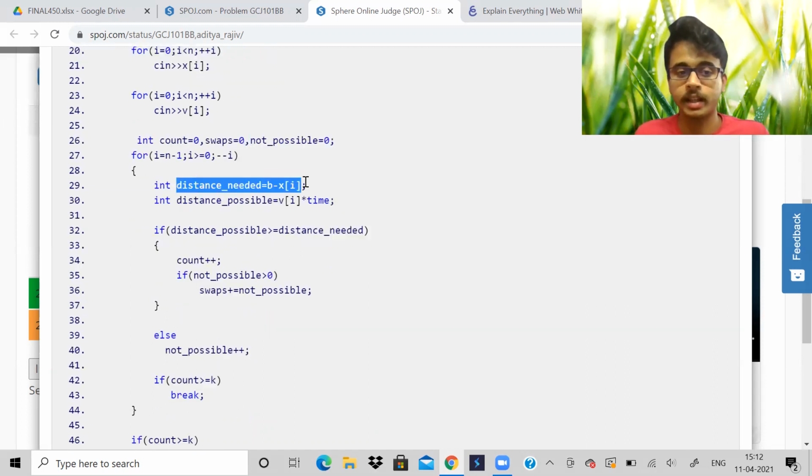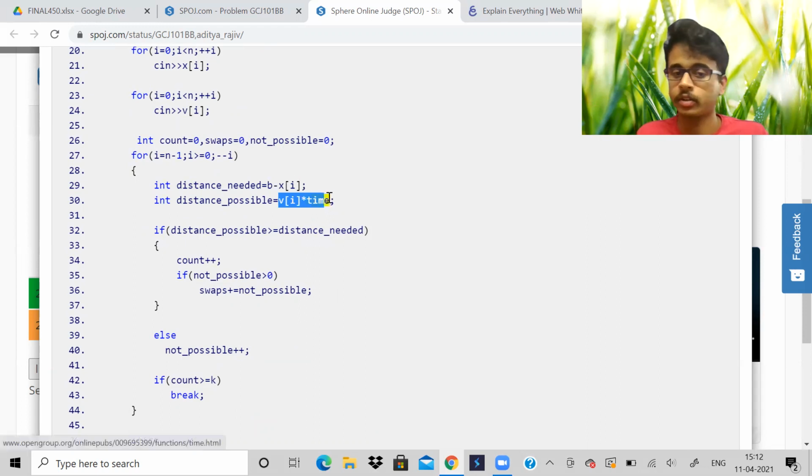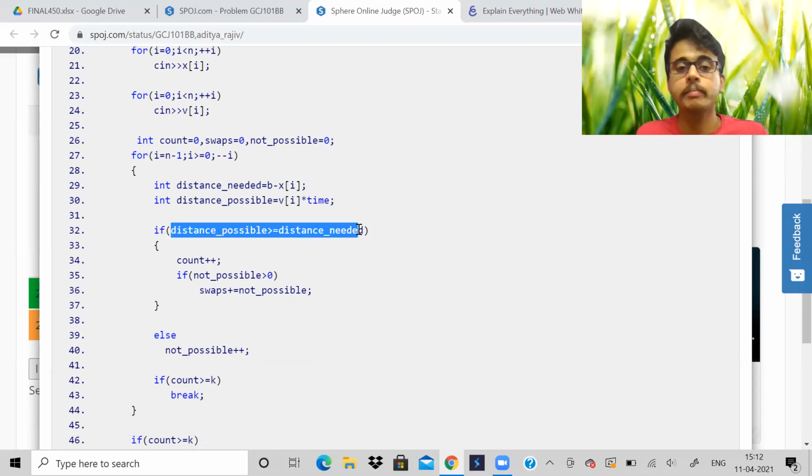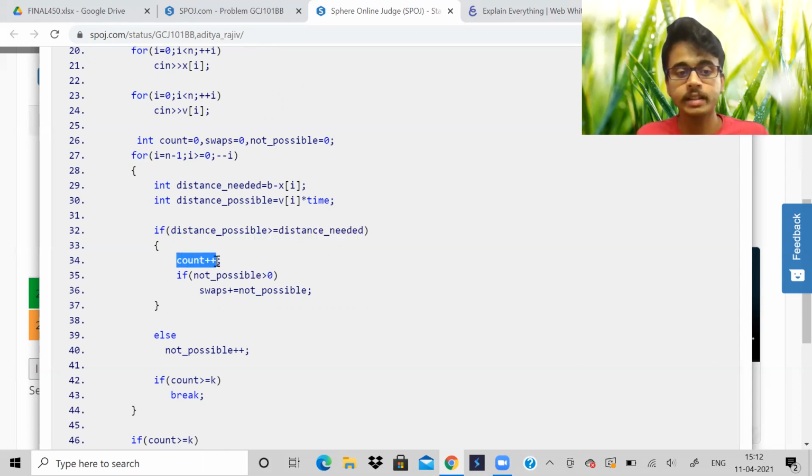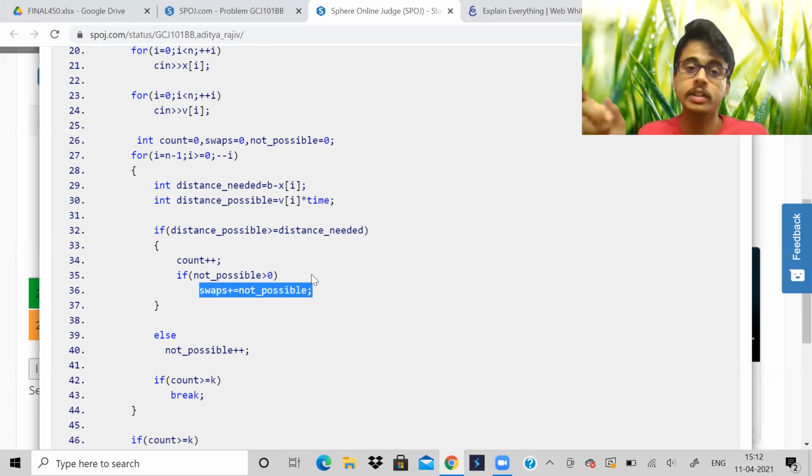So two variables are there. Distance needed: how much distance is needed for a chick? Distance possible: how much distance the chick can cover. So these two values you have to calculate. Okay. Then after finding, we have to compare them. If distance possible is greater than or equal to distance needed, then we will increase the count. And if there is a slower chick present, then we will add it to swaps. We will add all the slower chicks to the swaps.